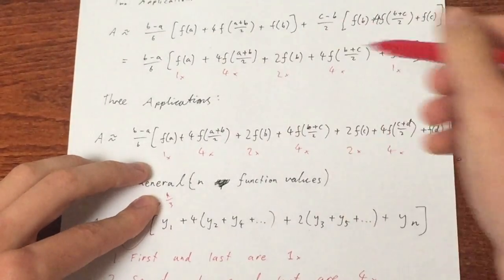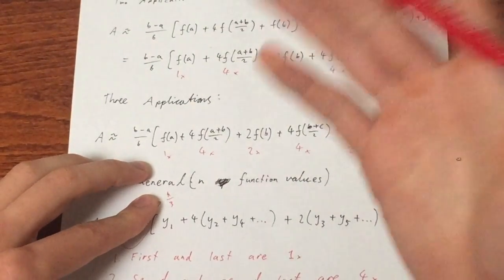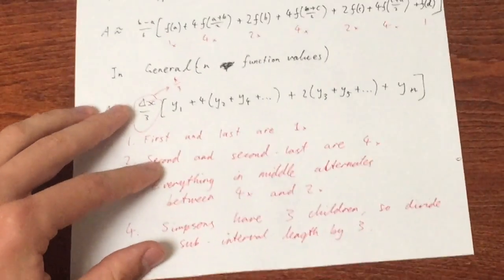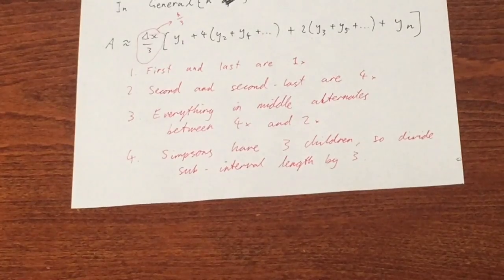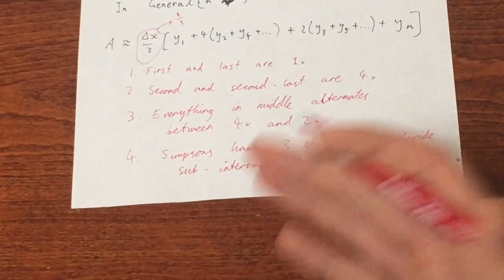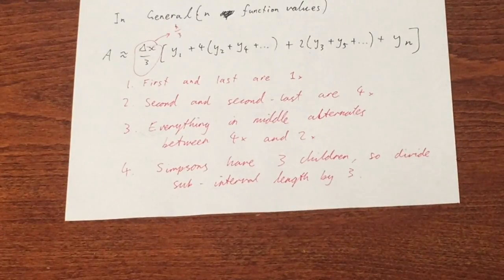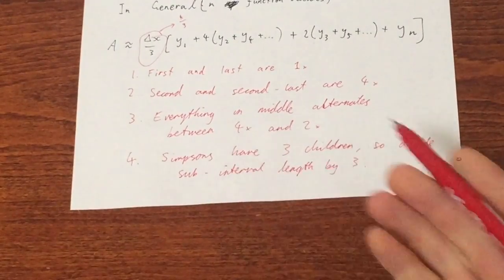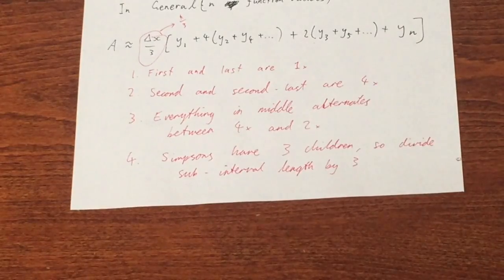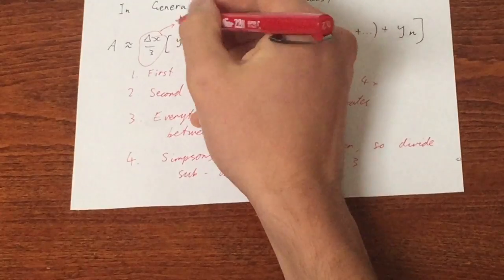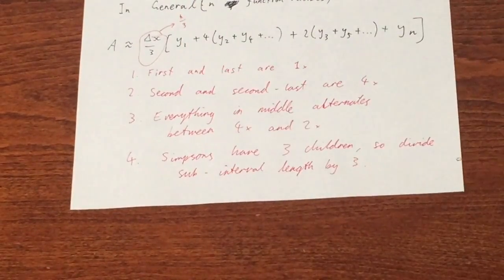With 5 function values, it goes 1, 4, 2, 4, 1. And with 7, it goes 1, 4, 2, 4, 2, 4, 1. So basically, the second and second last will always be times 4, and everything in the middle will alternate between 4 and 2. And then the last thing is just a little thing a student told me. The Simpsons have 3 children, so you divide the subinterval length out the front here by 3. And that's how you get your h on 3. So enough of that, let's get straight into an example.